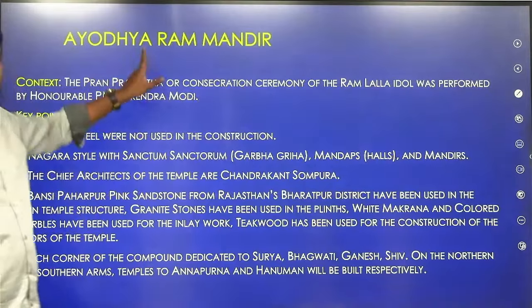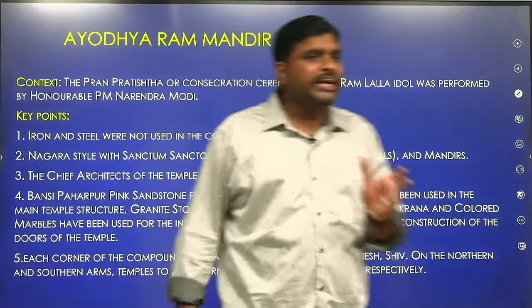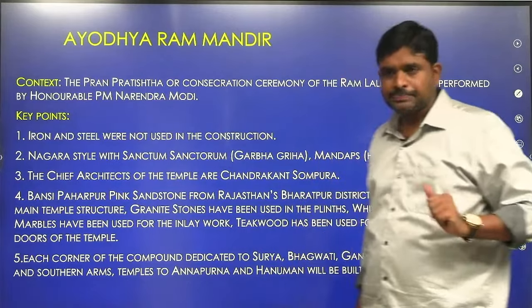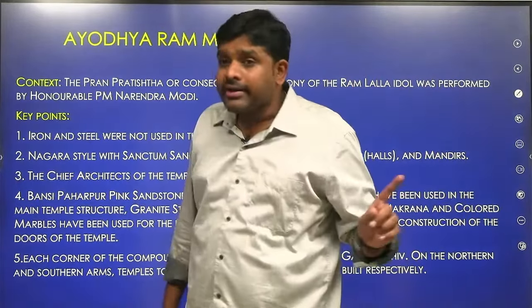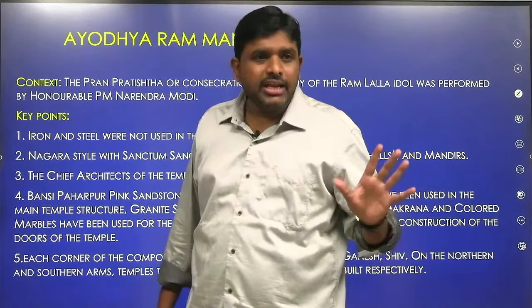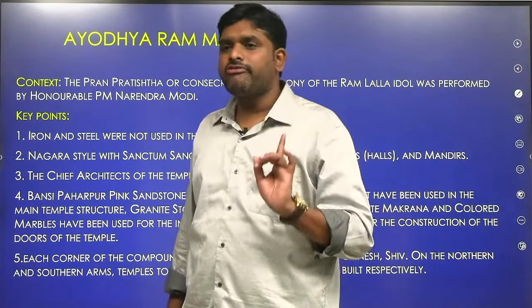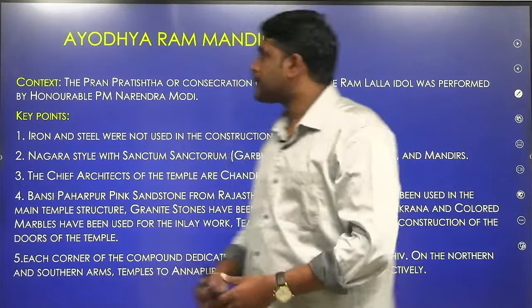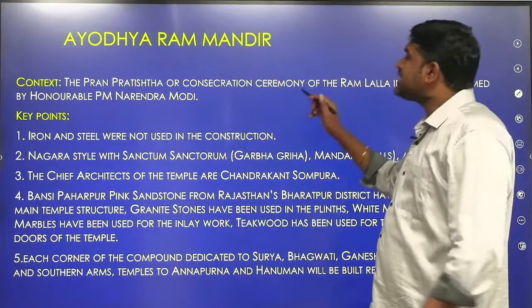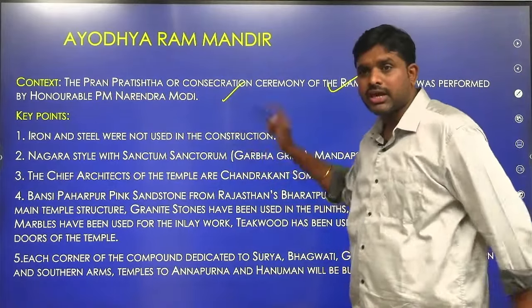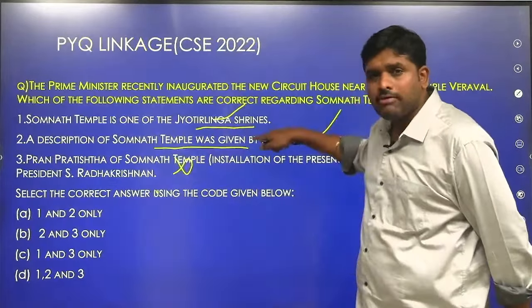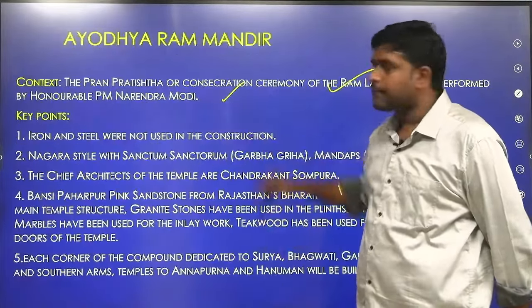Now we are not studying Somnath temple; we are going to study the Ayodhya Ram Mandir, and we have to discuss it in detail. The most important thing about the Ayodhya Ram Mandir is that no iron or steel was used in its construction. The Prana Pratishtha or consecration ceremony of the Ram Lalla idol was performed by the Honorable Prime Minister. Hence, it is in the news at the same level as Somnath.